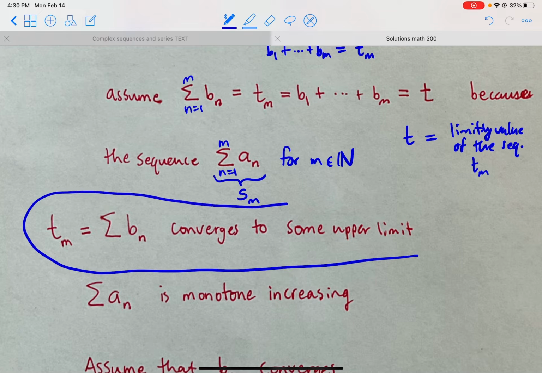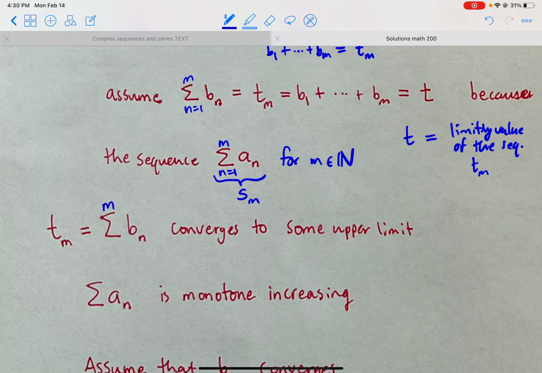Okay, let's look at this one. Again, in order for this to make sense, this needs to be a finite sum. Another way to write that is b1 plus dot dot dot plus bm. That's fine. So both of these would be fine. But now, converges to some upper limit. Well, I think it'd be better to say has some upper bound. That's really what we needed in this proof. We needed it to have an upper bound.